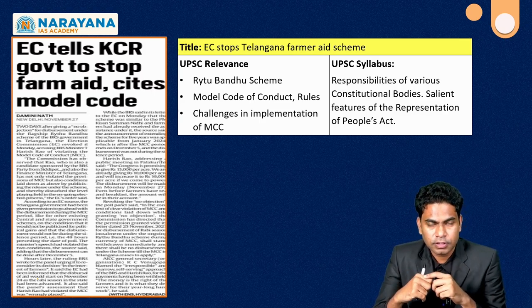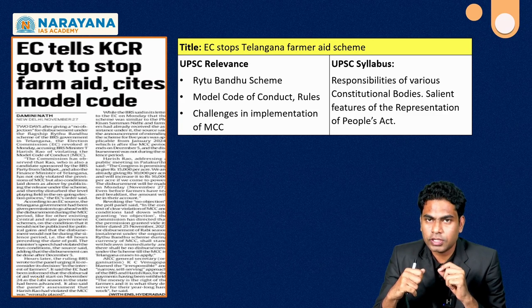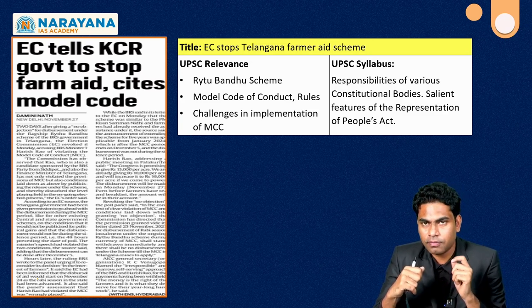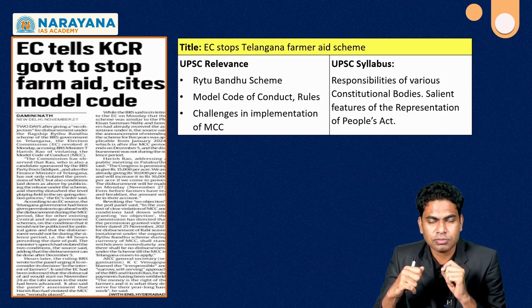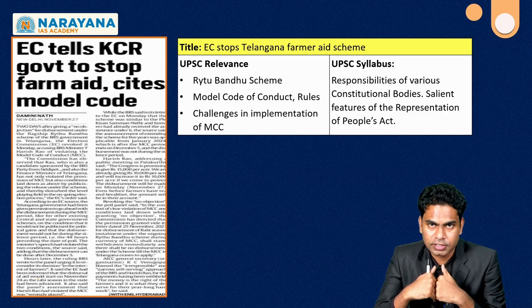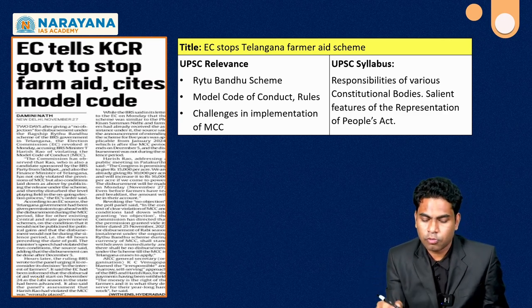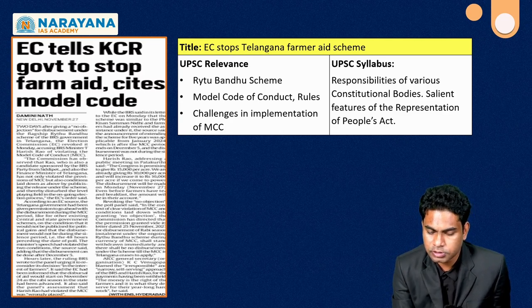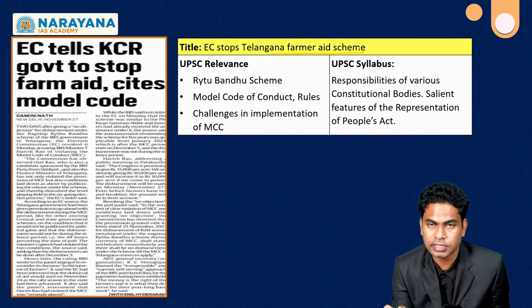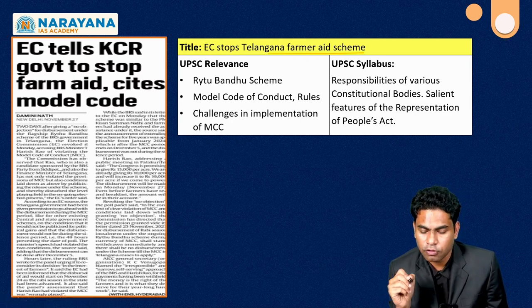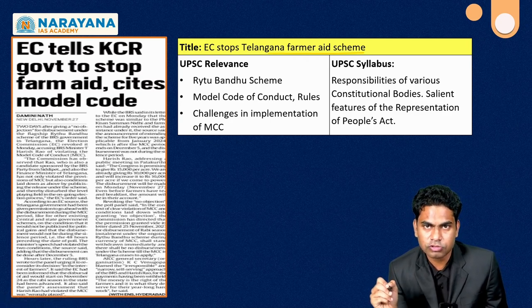So it gave a directive to the government of Telangana that it is a violation of the Model Code of Conduct. In this article, we are going to see what this Model Code of Conduct is. Why is there a need for implementation of the Model Code of Conduct? The title of the topic is Election Commission Stops Telangana Farmer Aid Scheme. So it stopped the implementation of the Telangana Farmer Aid Scheme, which is the Raitu Bandhu Scheme.